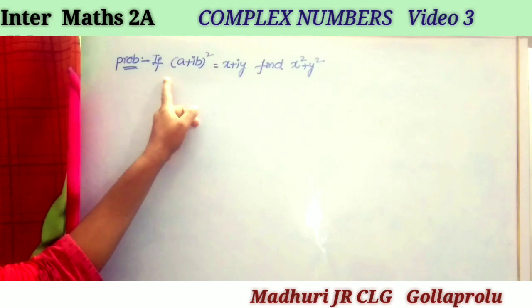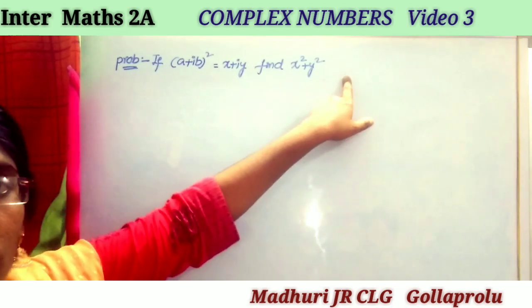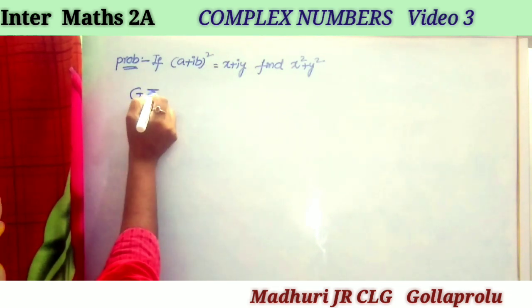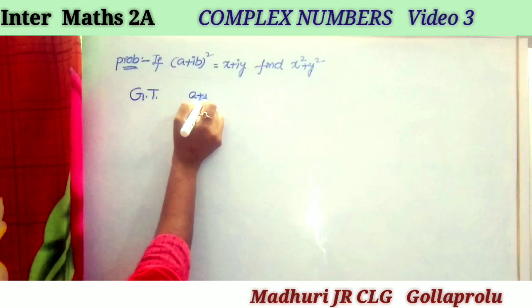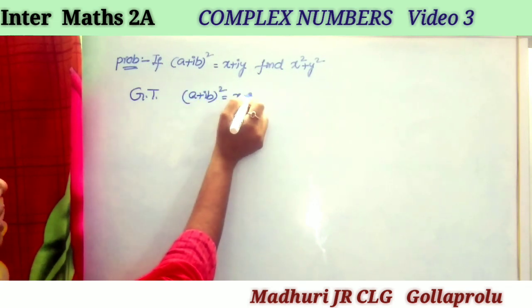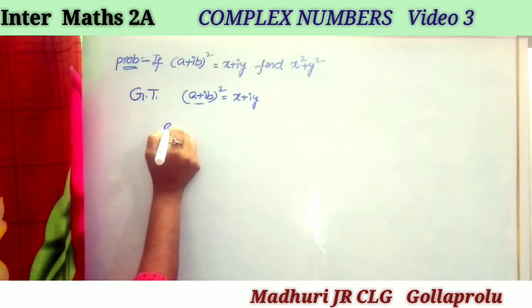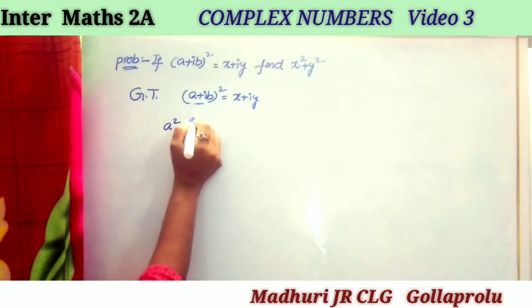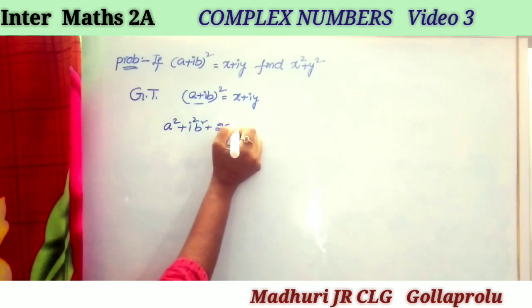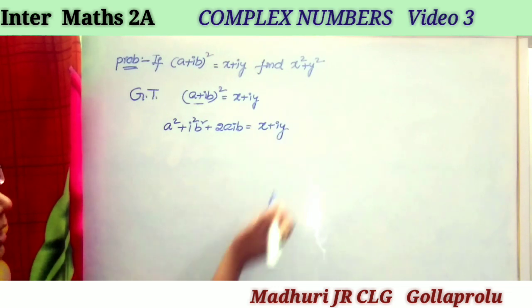Next question. If a plus ib whole square is equal to x plus iy, then what is the value of x square plus y square? Listen, the given condition is a plus ib whole square equals x plus iy. Now we want the value of x square plus y square. Taking the expansion of a plus ib whole square, a square plus i square b square plus 2ab, that is 2a into ib. This is equal to x plus iy.